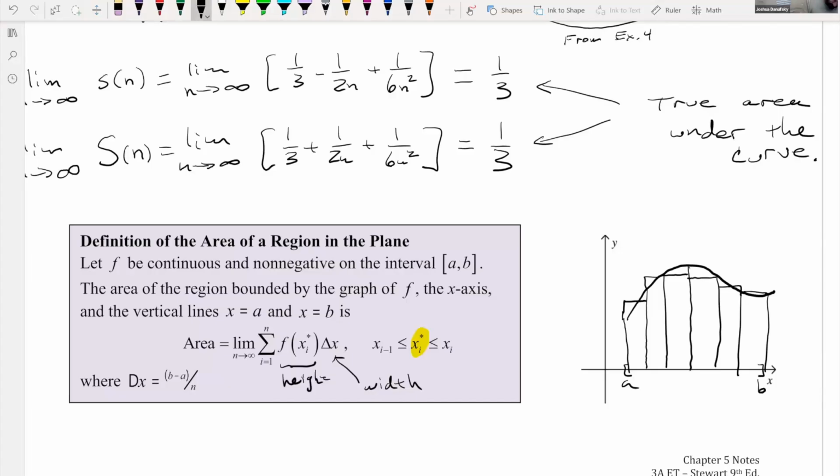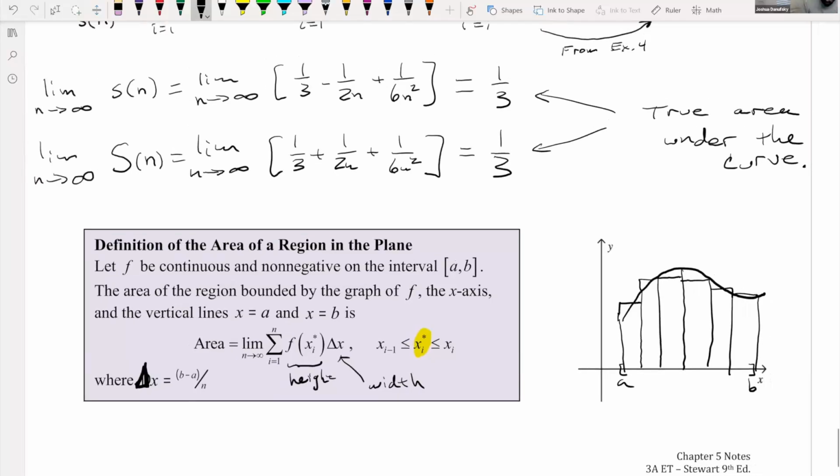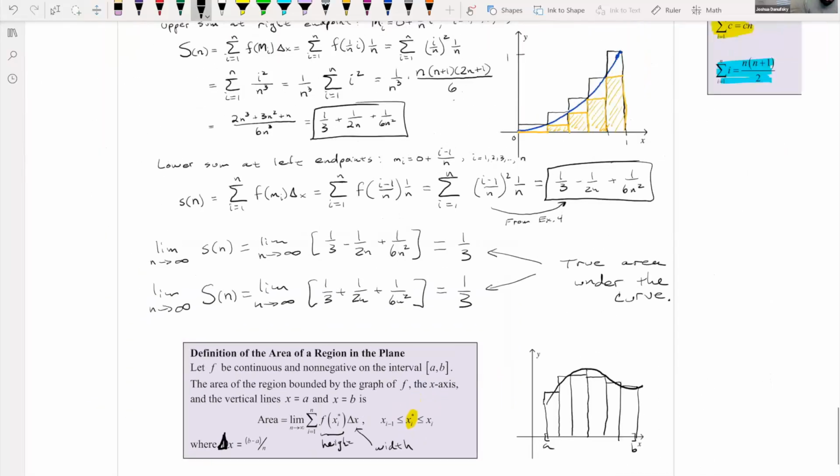And again, I've got a PDF conversion issue. This capital D should be a delta for delta x. So that's how we're finding area under curvy regions.